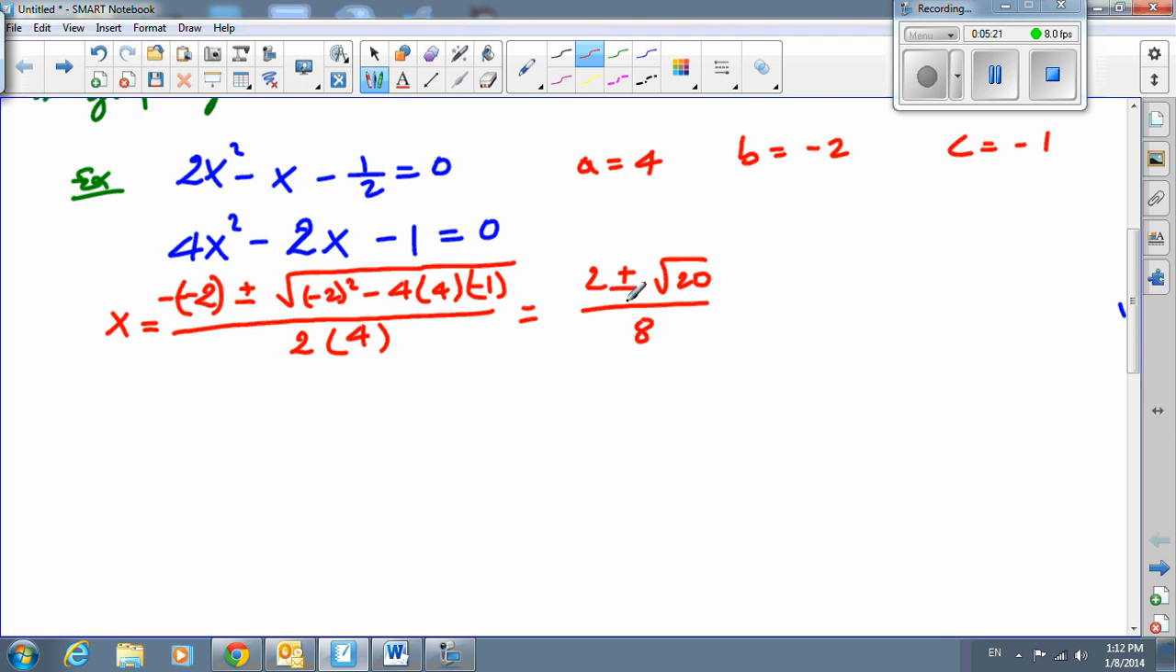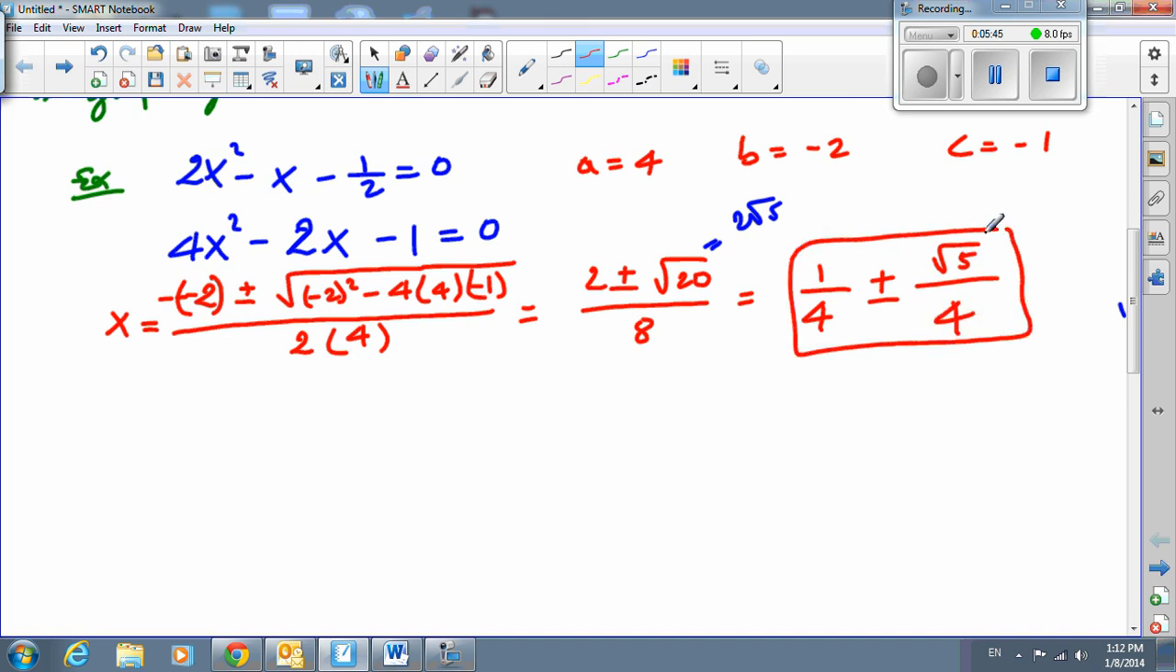And that's 2 over 8 plus or minus square root of 20 over 8. By the way, square root of 20, in case you didn't know, is the same thing as 2 square root of 5. So if you want to simplify this, you will say this is actually 2 over 8, which is 1/4, plus or minus 2 divided by 8 is 1/4 again, so that will be square root of 5 over 4. And this is the final answer. That's it, of course, using the quadratic formula. You can use any method you wish to.